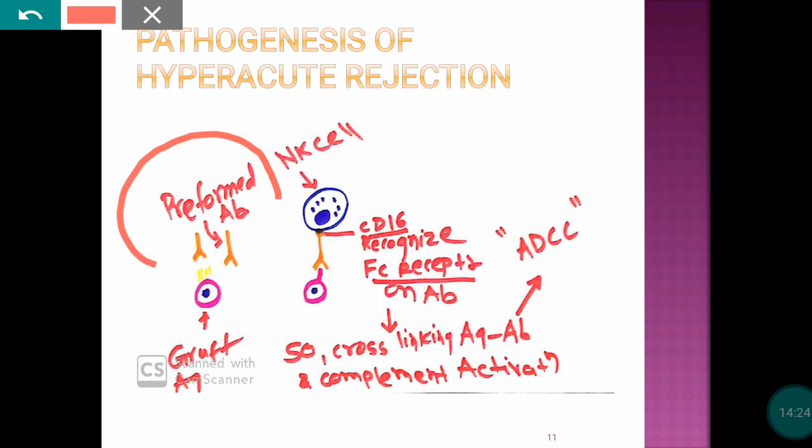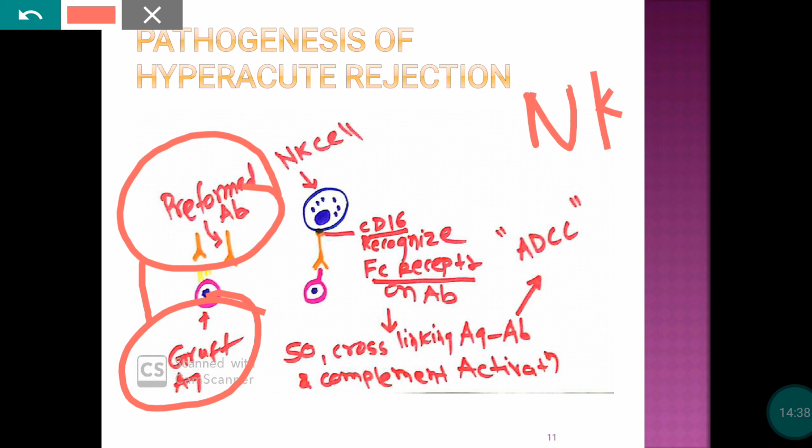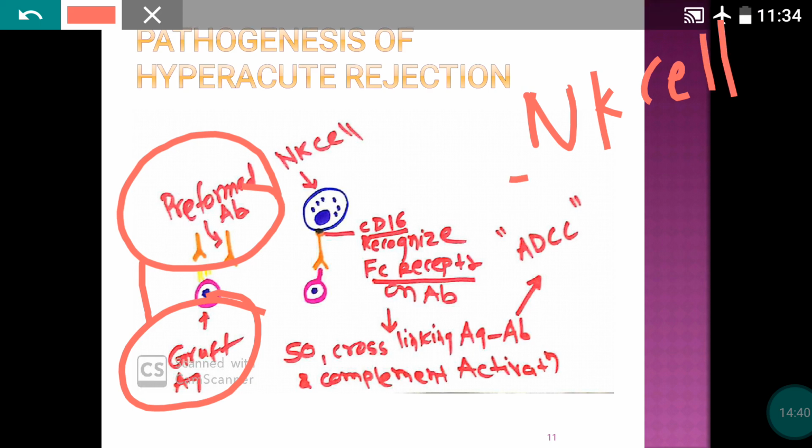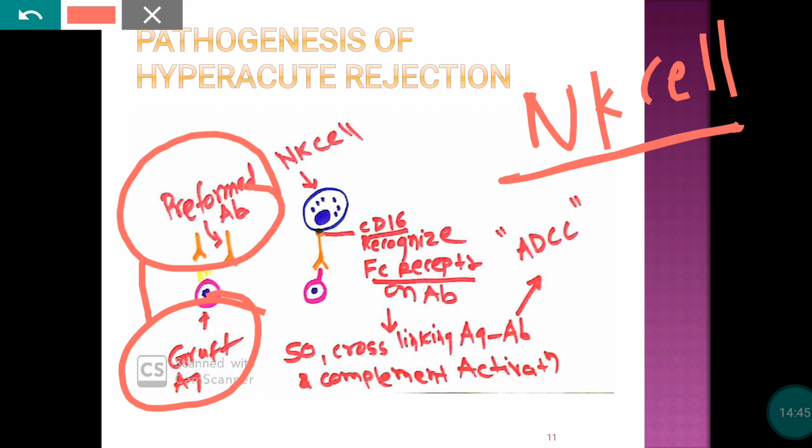You are already having preformed antibody, and this is the graft antigen. So they will get combined. The antigen antibody will be cross-linked. So now what happened? There is one cell in our body, the name is natural killer cell. The natural killer cell is a type of lymphocyte that doesn't need the help of major histocompatibility complex. It is not MHC restricted. It can directly get stimulated. That's why they are the killer cells of our body.